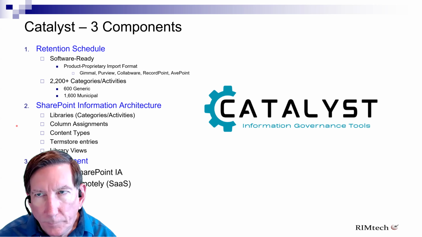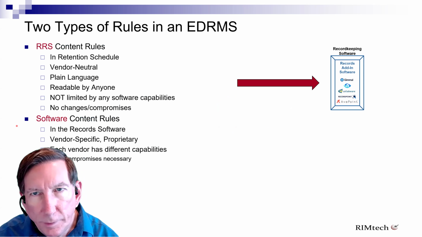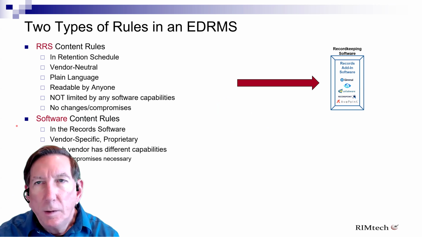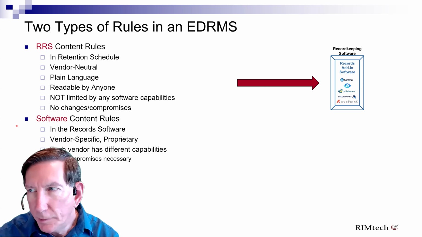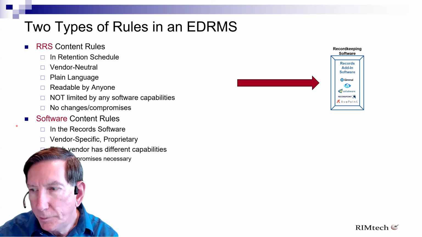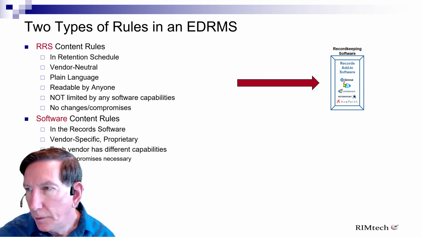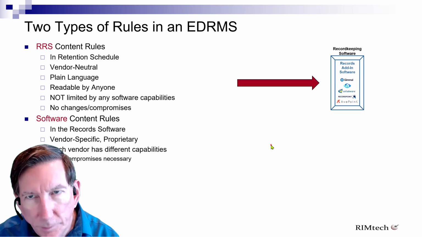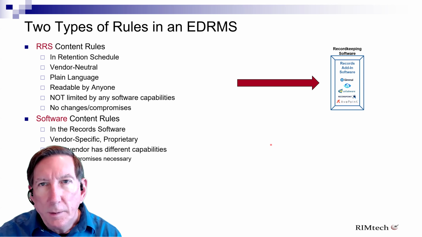Okay. Now, before we go any further, there's an important concept that I really need you to understand, which is in any EDRMS, and by any, I mean any system based on these 5 products you see right here on the right-hand side of the screen: Gimmal, Purview, Collabware, RecordPoint, or Opus by AvePoint. Doesn't matter which product you use, but you've got to have one of them, right?